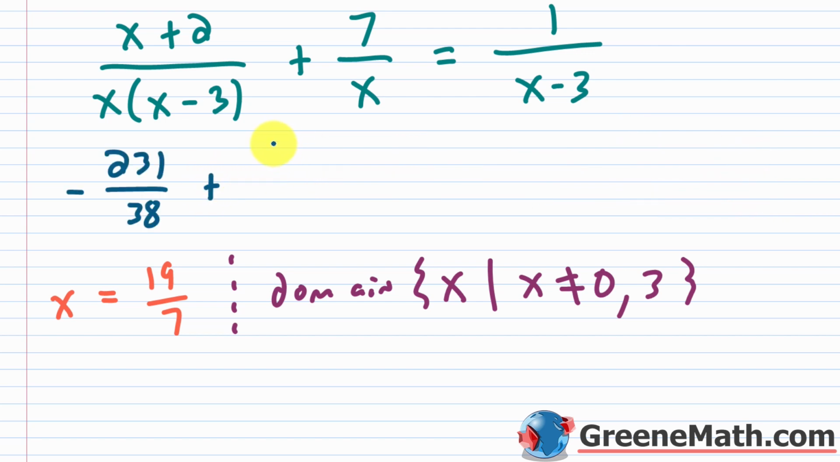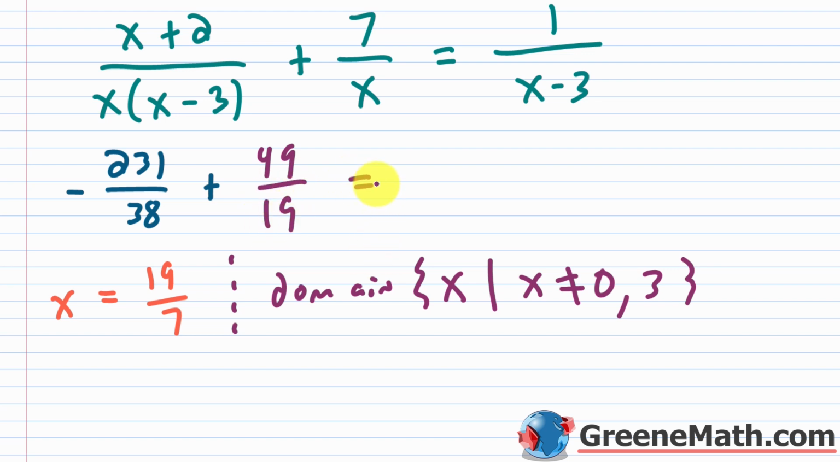So now we have plus, we have 7 over this 19 over 7. So again, you could write this as 7 divided by your 19 over 7 like this. So you could go 7 over 1. And then all you'd have to do is multiply by the reciprocal. So you'd flip this and say this is 7 over 19. And so this gives me 49 over 19. So this is 49 over 19.